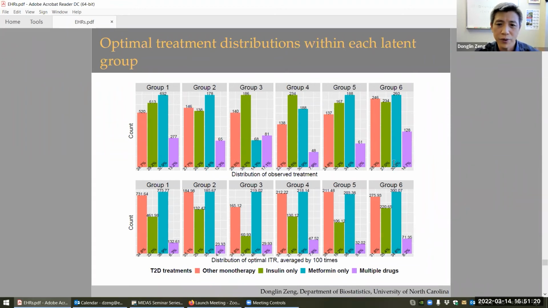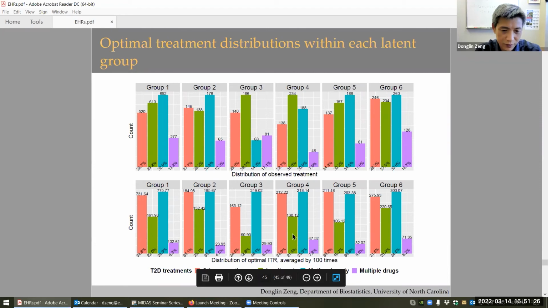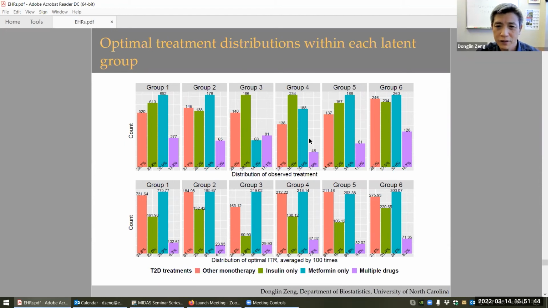But our treatment recommendation is the bottom one. Using our machine learning, we learn the treatment rule, and we look at group 3 to see, based on our recommendation, how many of them should receive insulin and how many should receive metformin. Interestingly, we found that most of our recommendations are metformin instead of insulin. For the other groups, we still see more recommendations for metformin compared to insulin.